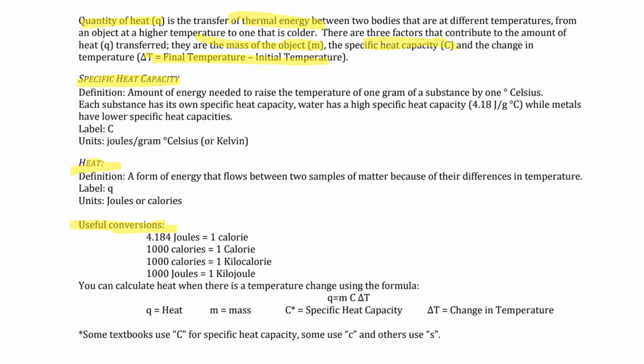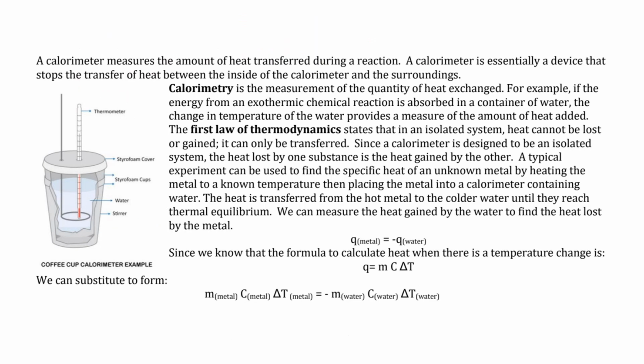You can calculate heat when there's a temperature change using the formula Q equals mc delta T. Q is heat, m is mass, c is specific heat capacity, and delta T is change in temperature. There's no actual A, but the delta looks like an A apparently. So a calorimeter measures the amount of heat transferred during a reaction. We're going to try to do this in the lab with a styrofoam cup and all that. Hopefully it works out. So calorimetry is the measure of quantity of heat exchanged.